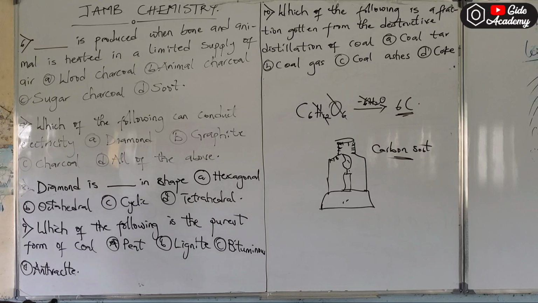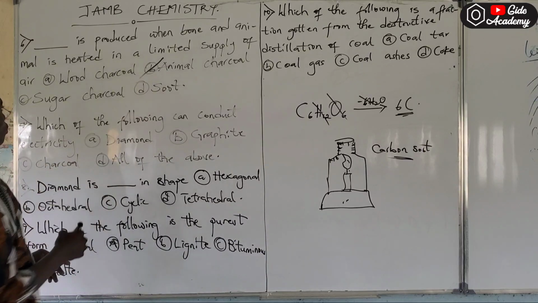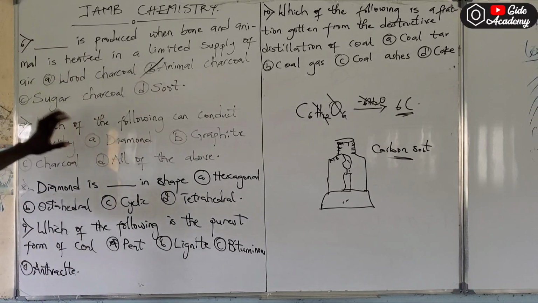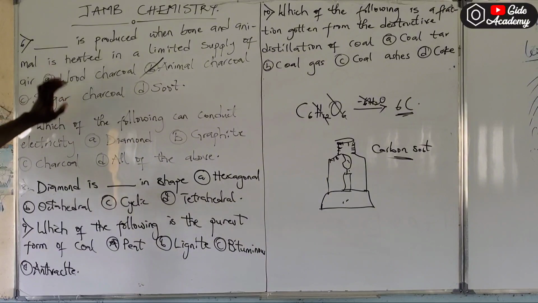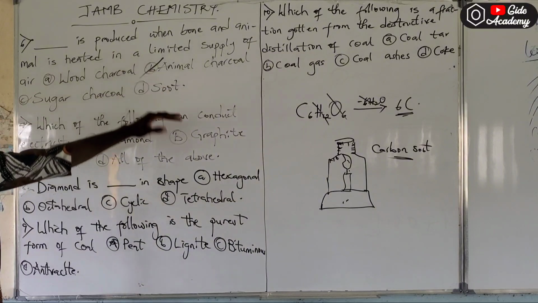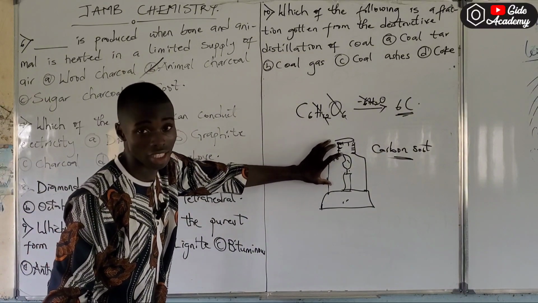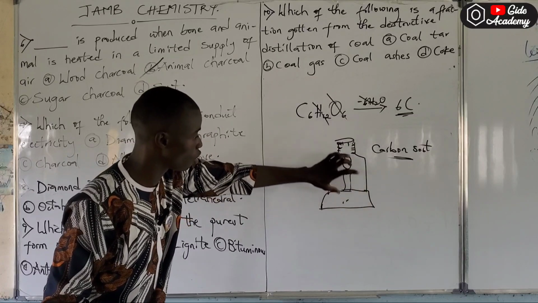So the most correct option here is animal charcoal. Sugar charcoal is formed from sugar. Wood charcoal is formed from wood. While soot is the carbonaceous material that is gotten at the end of the combustion of the lamp.